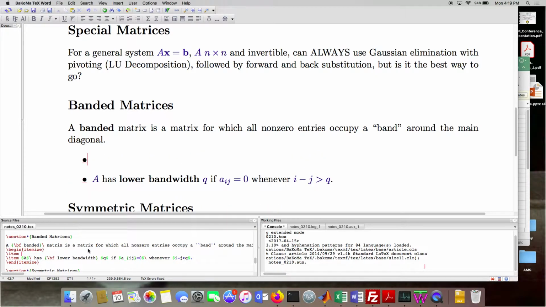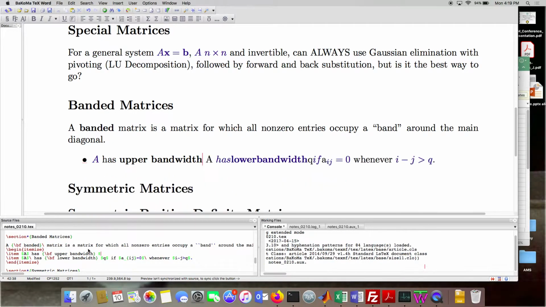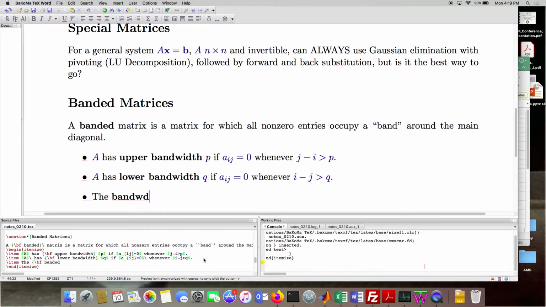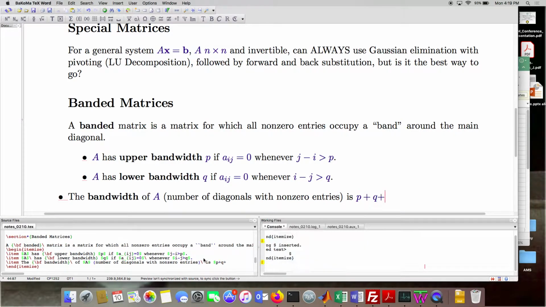Now, A has upper bandwidth P, and I'm putting it above because P comes before Q, if A_ij equals 0 whenever j minus i is greater than P. Now, the total bandwidth of A, so this is the number of diagonals with non-zero entries, is P plus Q plus 1.